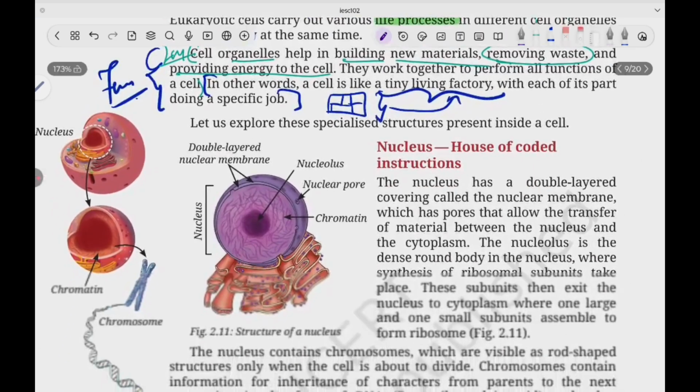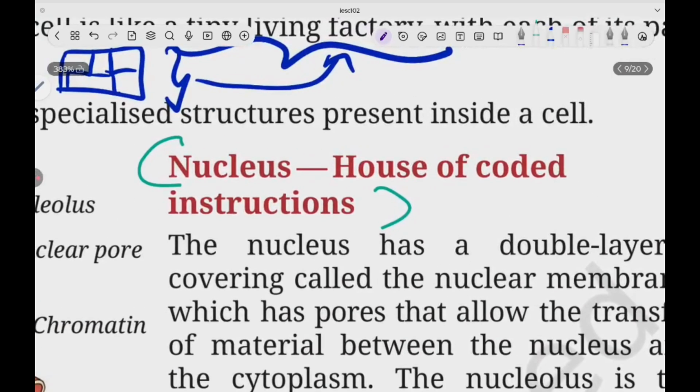The first important basic structure we have to give importance to is the nucleus, the house of coded instructions. The nucleus is also called the brain of the cell. Why is the nucleus called the brain of the cell? Because it is doing all the functions. It is monitoring. You can also write it as the class monitor.